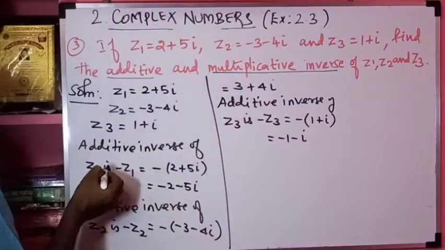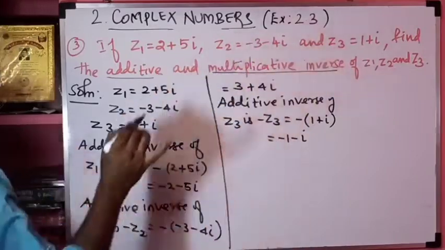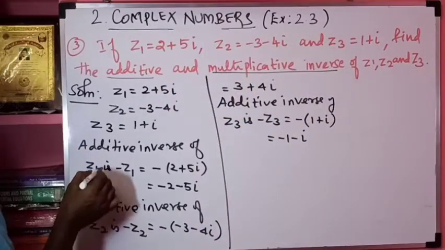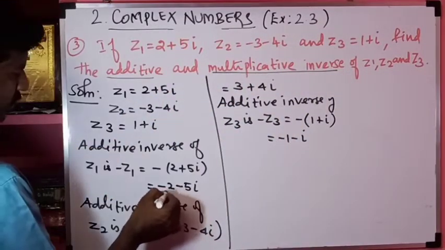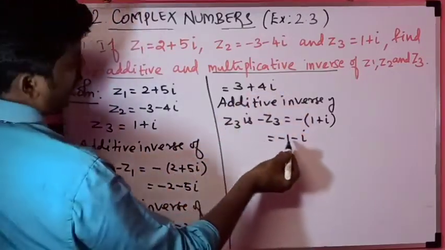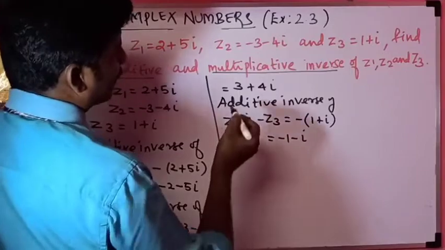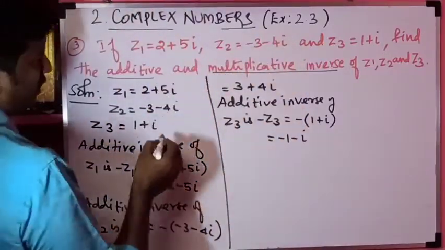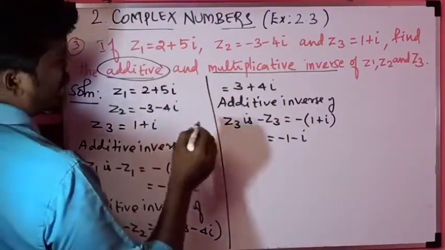So, the additive inverses of Z1, Z2, Z3 are found on top, right? This is the additive inverse of Z1. This is the additive inverse of Z2. This is the additive inverse of Z3. And then the multiplicative inverses; the additive ones are found on top.